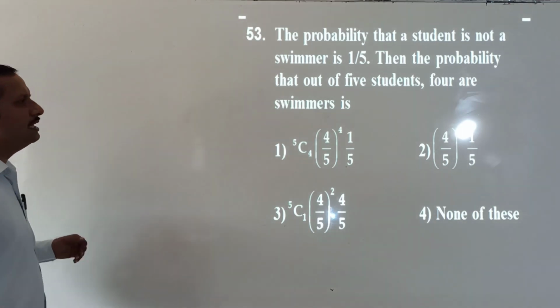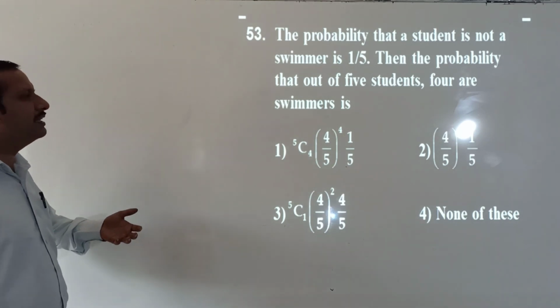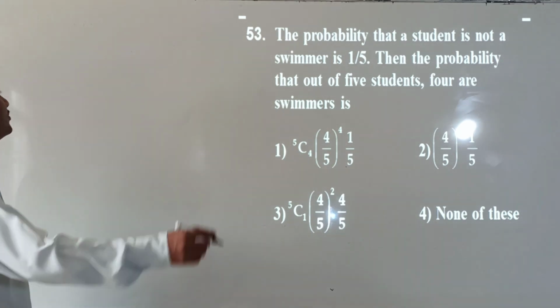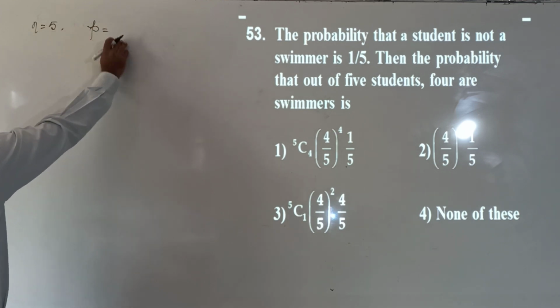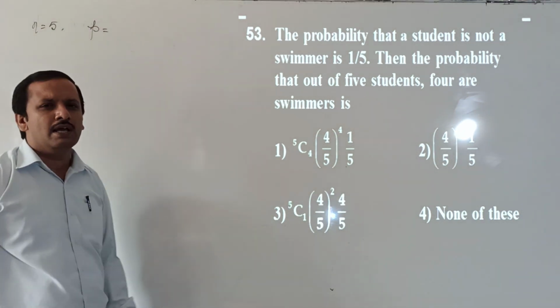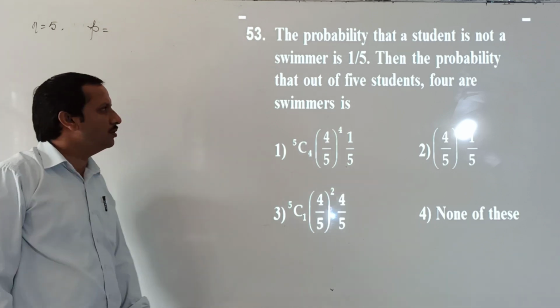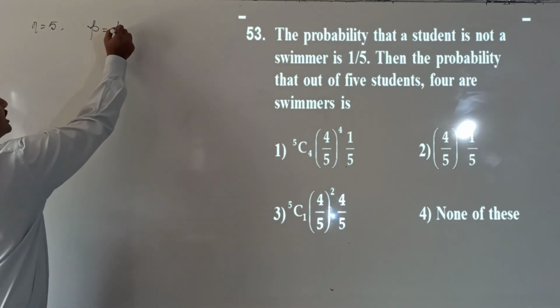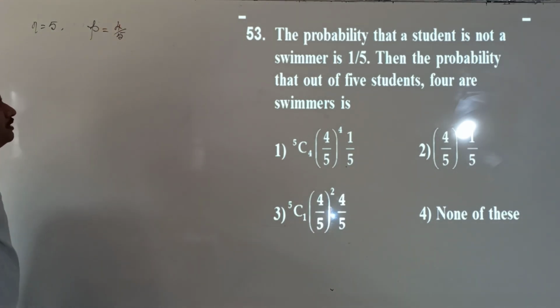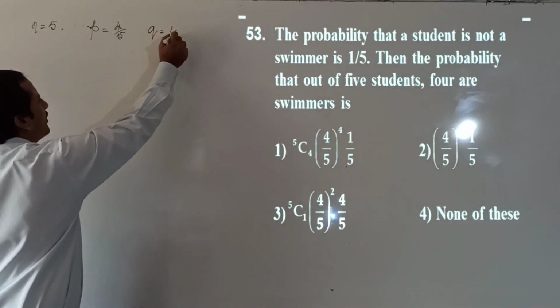See here we have used binomial distribution. The probability that out of 5 students, 4 are swimmers. So n must be equal to 5. I will take p, the probability of success. I define success as selecting a student who knows swimming, who is a swimmer. So the probability that a selected student is a swimmer is 4 by 5. So q is equal to 1 by 5.